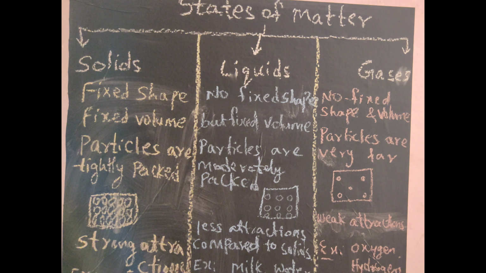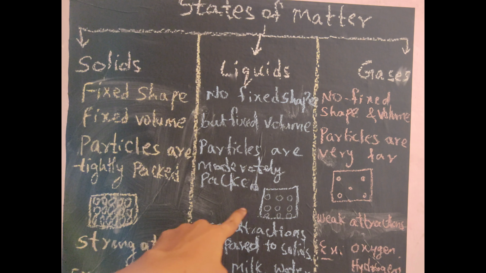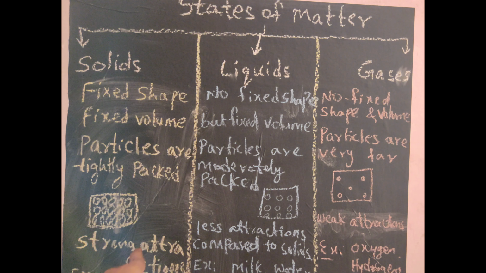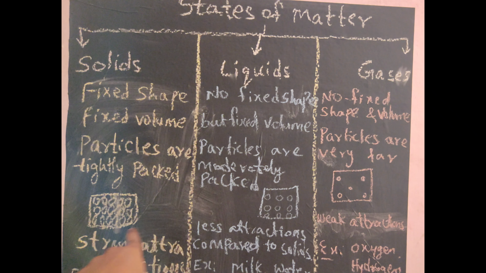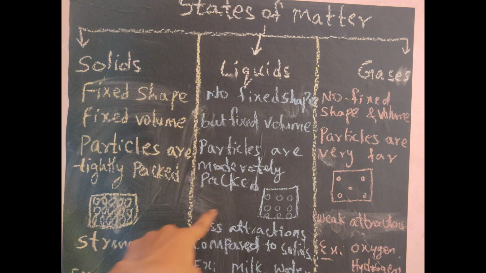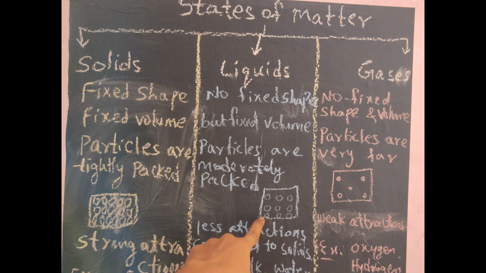Before saying the examples, first I'll explain all three, then we'll go with the examples. Next, coming to the liquids. Here, no fixed shape, but they have a fixed volume. The particles are less, which means their intermolecular spaces are a little bit more compared to the solids. Here, if you observe, they have much more space compared to the solids, right? So they have less attraction compared to solids.